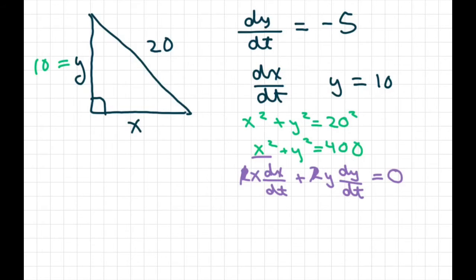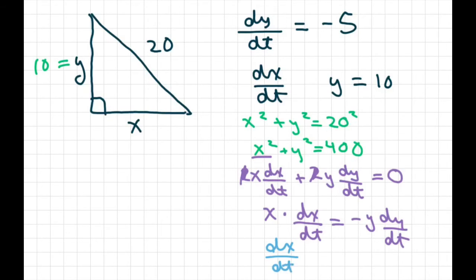Alright, now we're trying to find dx/dt. So first I can write x times dx/dt equals -y times dy/dt. So basically, using a different color here, dx/dt equals -y over x times dy/dt.